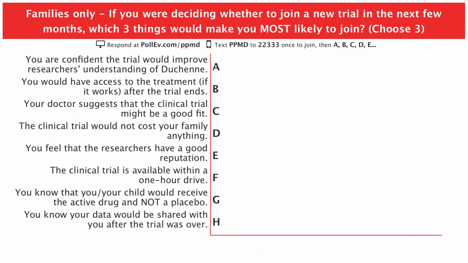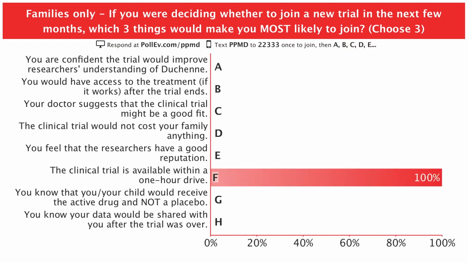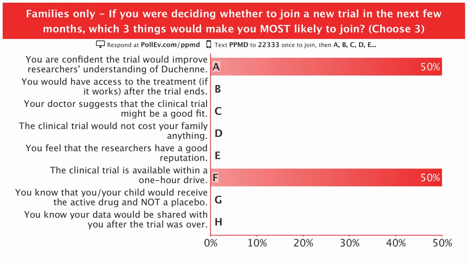I'm going to give you time to read this. Families only. This is really for anybody in the family that can answer this question. Both caregivers, a young individual with Duchenne. What are the things that would make you most likely to join a trial? If you're already in a trial, that's okay. You have some experience in that process, but right now, in the next few months, what are the things that would make you most likely to join a trial?